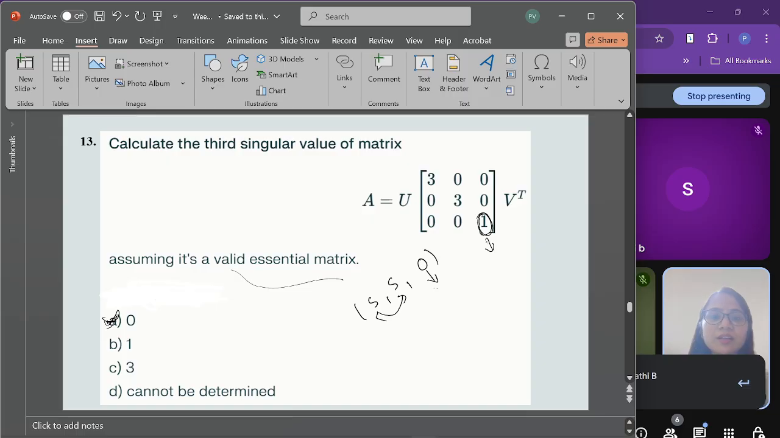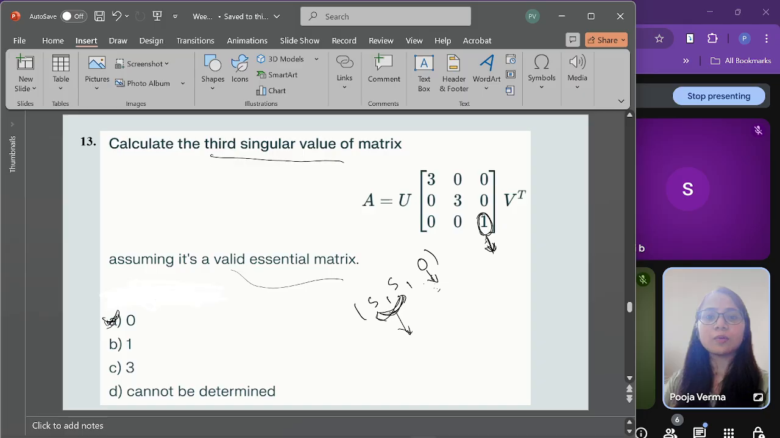So here the SVD is given in this form. The trick is applied because they are assuming it's a valid essential matrix, but it is a non-valid essential matrix. If we want a valid essential matrix, two equal non-zero values should be there and one zero value should be there. So for a valid essential matrix, the third singular value must be zero. That's why option A is the correct answer for this question.